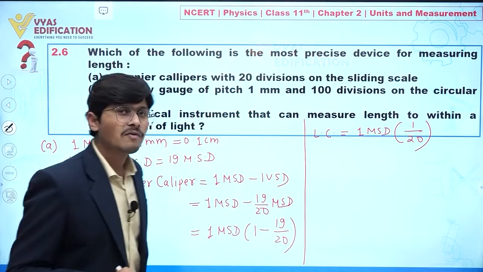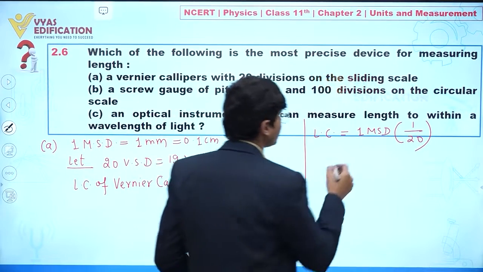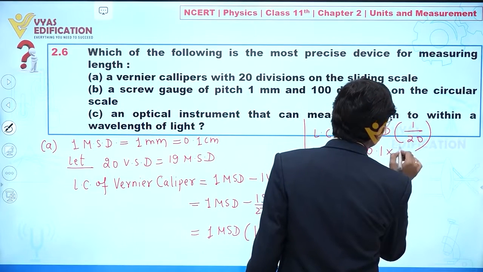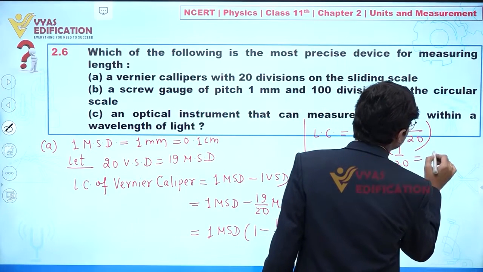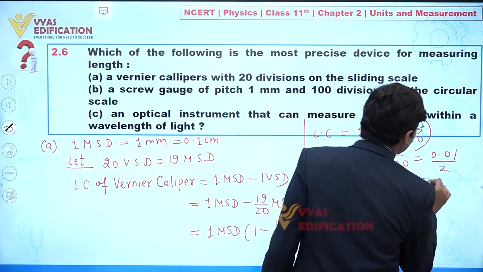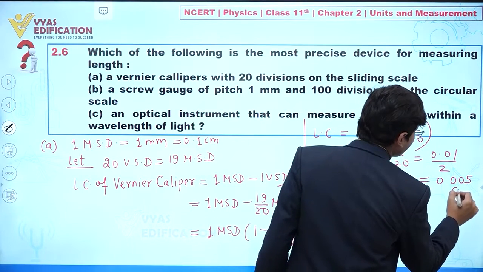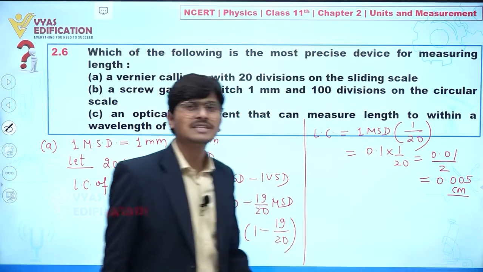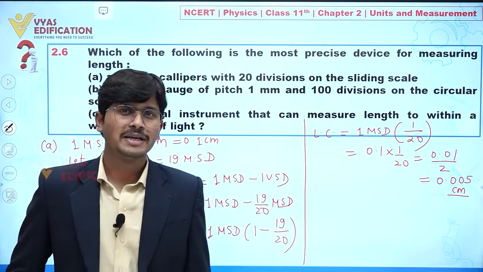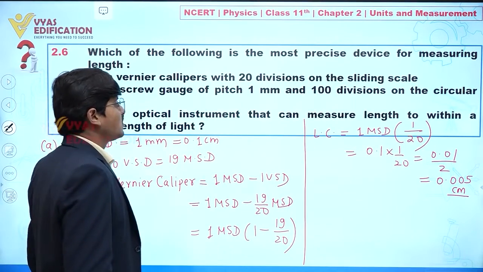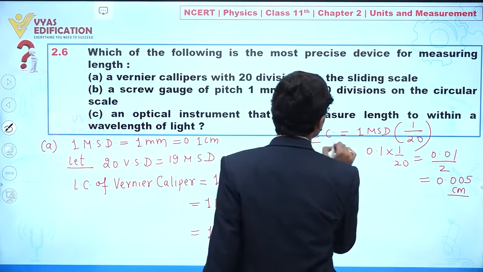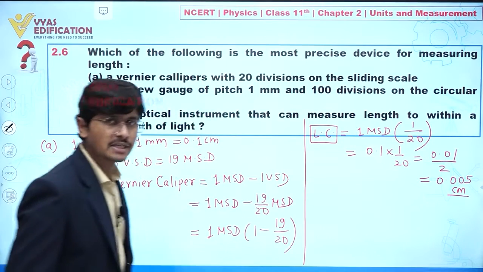The value of 1 MSD is 0.1 centimeter. So 0.1 by 20, that is 0.01 divided by 2, which is 0.005 centimeter. This is the least count of this instrument. Is it clear to us?